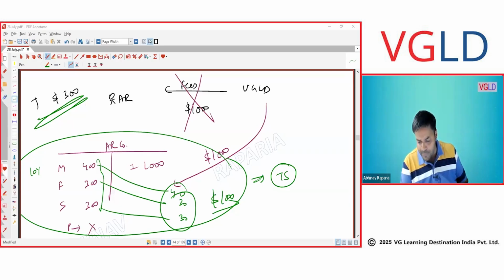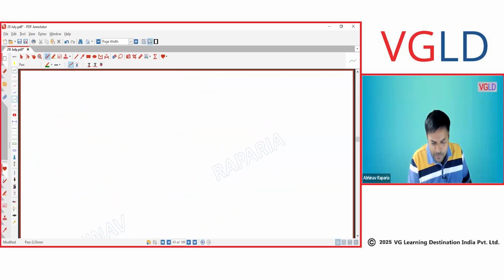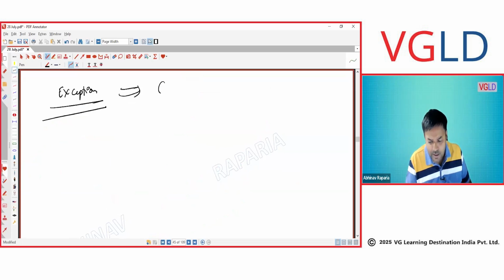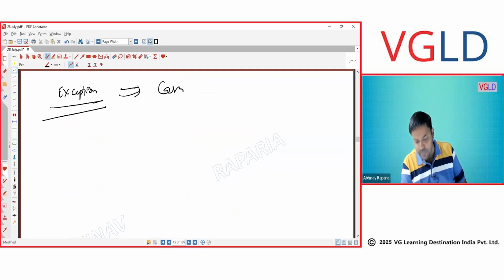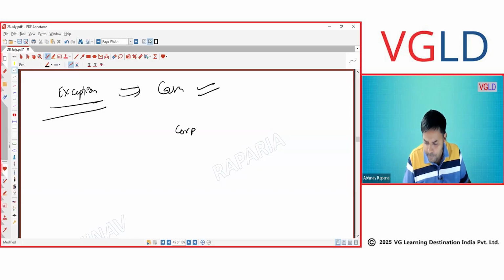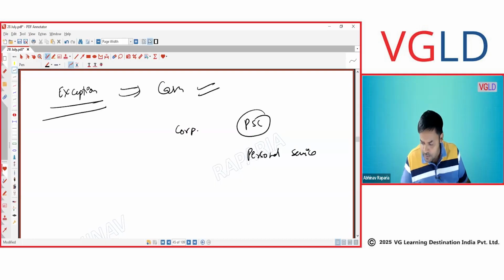Now, I'll be talking about a few exceptions. Exceptions means that even these corporations, these companies, can follow the cash method. I'm talking about the scenarios where you can follow the cash method. First is going to be PHC. PHC is a company, a corporation. PHC is Personal Service Corporation.